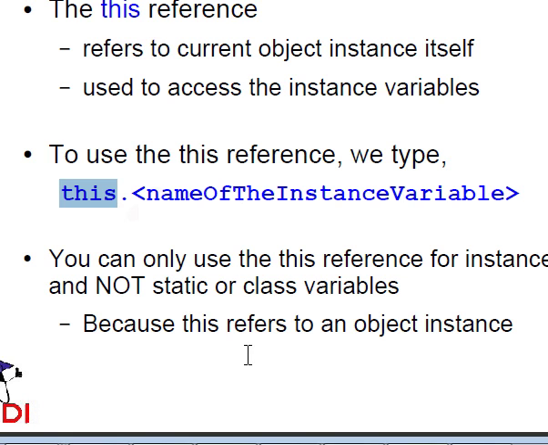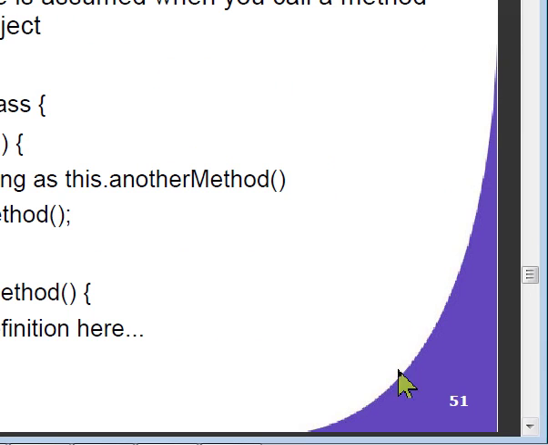Of course, you cannot use this dot in a static method, because a static method has no concept of an object instance, right? So that's a compile error if you try to use it inside a static method.